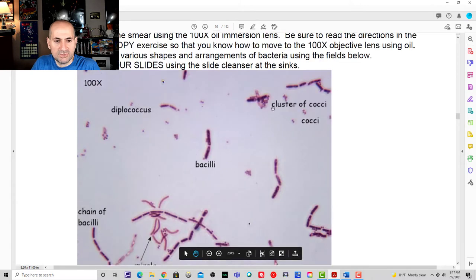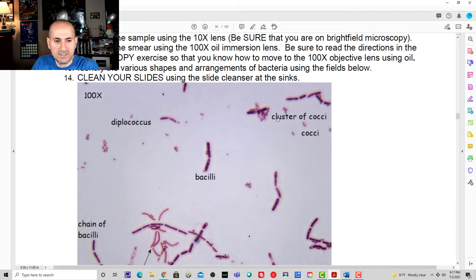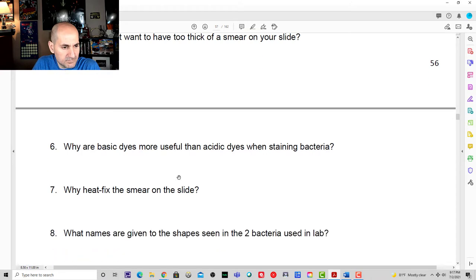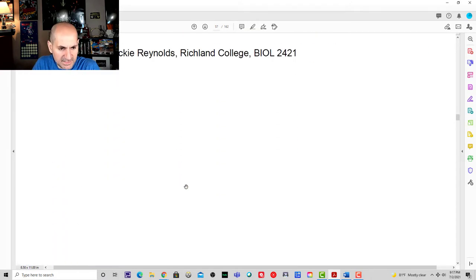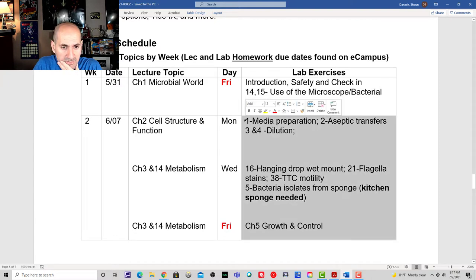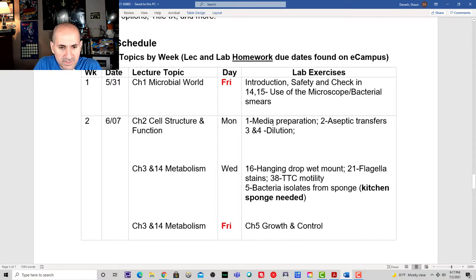If you have chains of cocci, that would be streptococci or streptococcus. If you have clusters, like here I see a little cluster of cocci, that would be staphylococci. Staphylococci would be clusters of cocci. All right. Great, I think that's about it from day one: use of the microscope, bacterial smears. Let's move on to day two: media prep, aseptic transfers, and dilution.